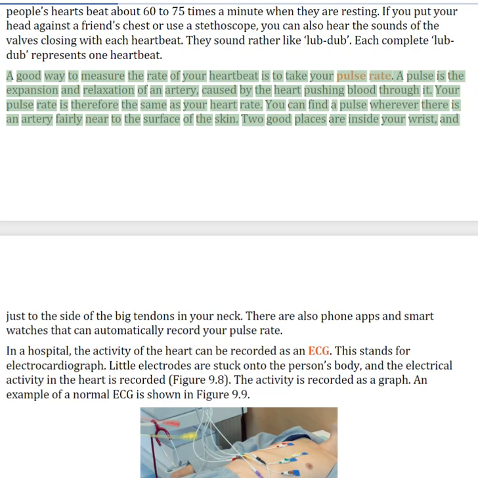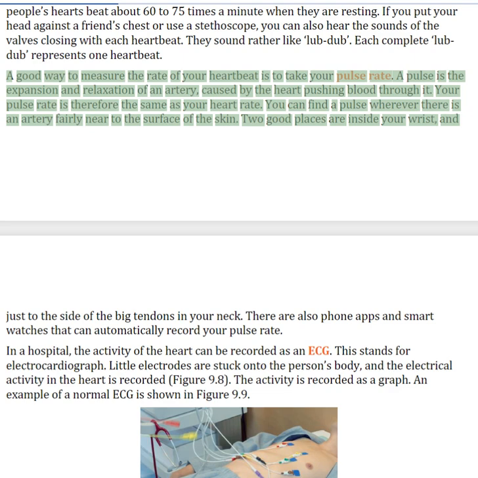A pulse is the expansion and relaxation of an artery, caused by the heart pushing blood through it. Your pulse rate is therefore the same as your heart rate. You can find a pulse wherever there is an artery fairly near to the surface of the skin.